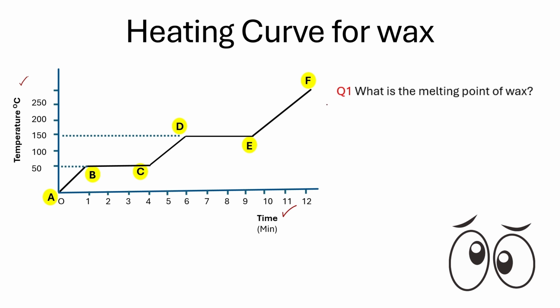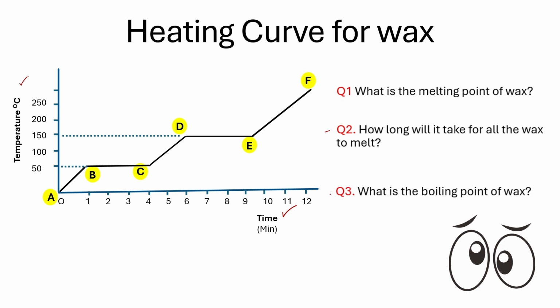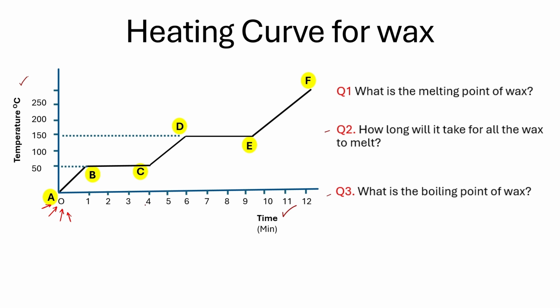Number 2, how long will it take for all the wax to melt? Number 3, what is the boiling point of wax? Now as we see that it starts from 0 degrees centigrade and rising up. Now from A to B it's all solid. At B you can see the temperature becomes constant. This means that the change of state is taking place.